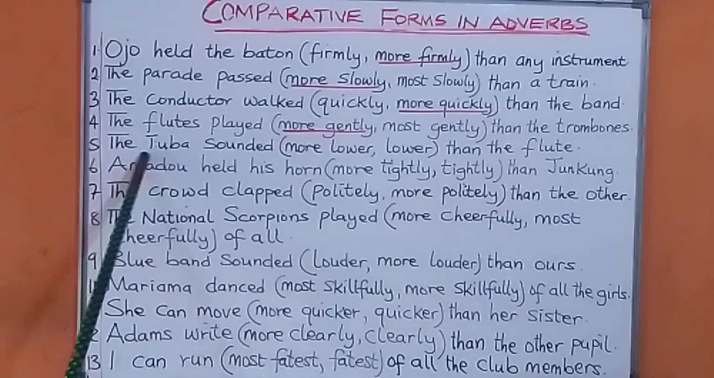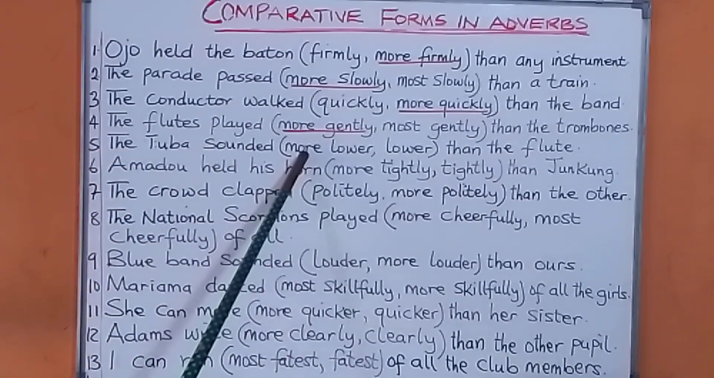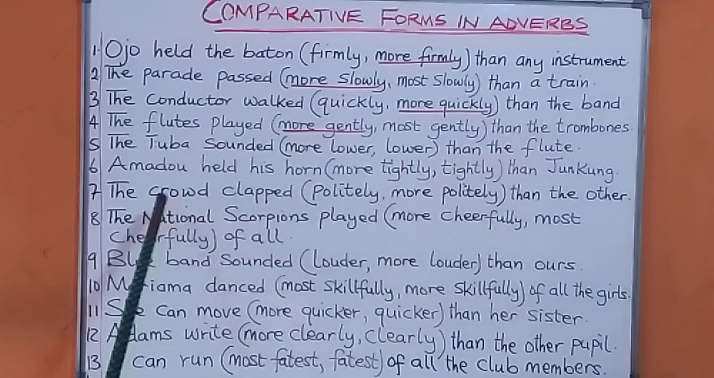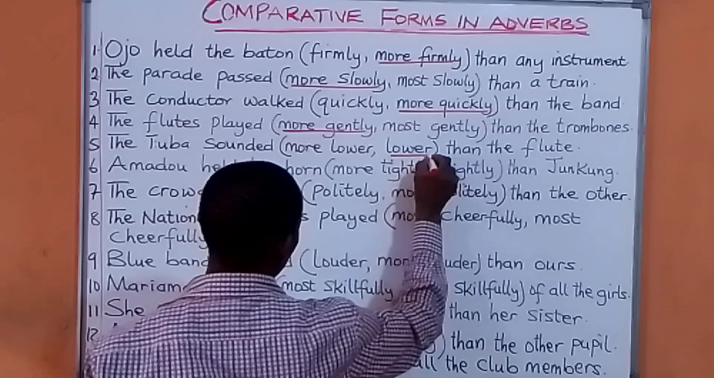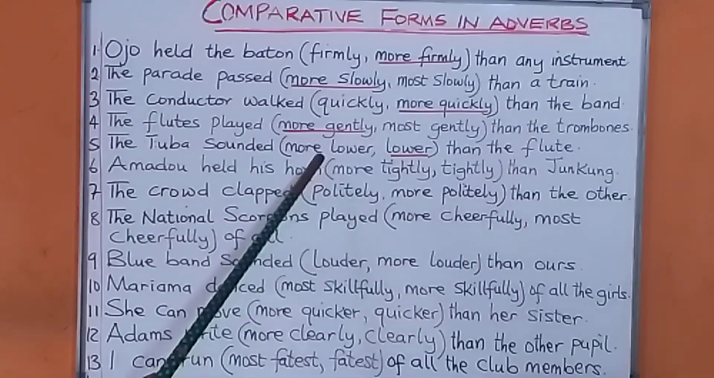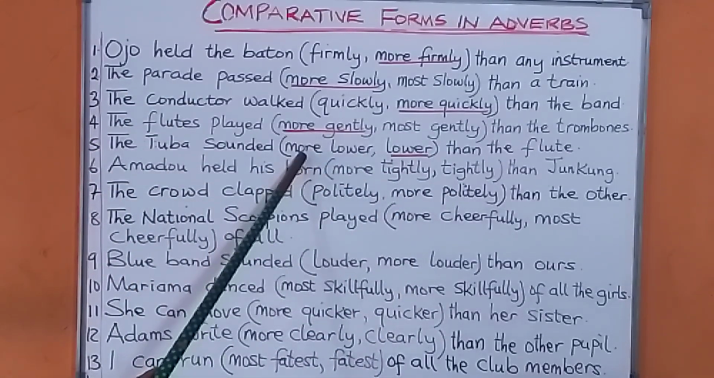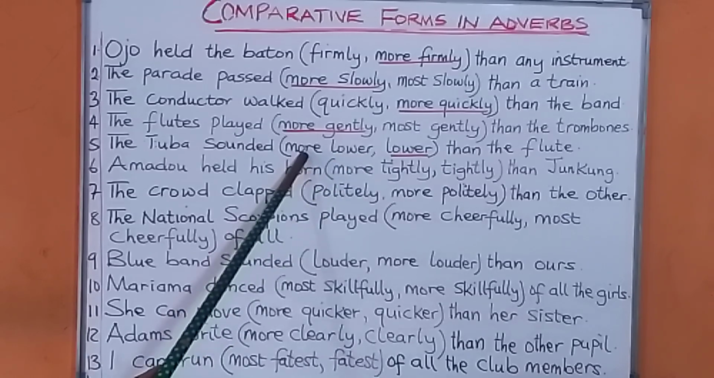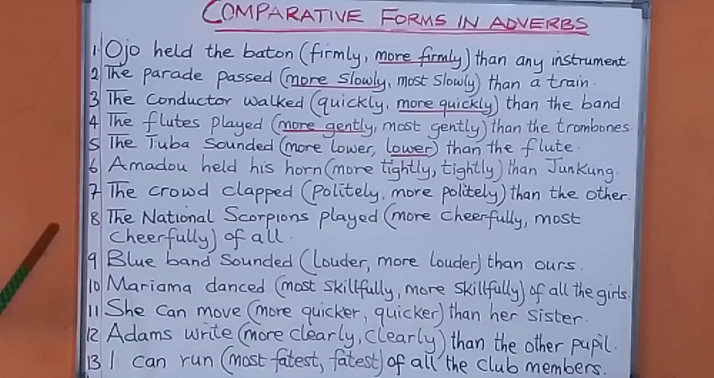Number 5. The tuba sounded more lower than the flute. What are you going to put there? Lower. You cannot underline a word that has er with more. You cannot use a word that has er with the word more. No, you cannot do that. We have already seen that.